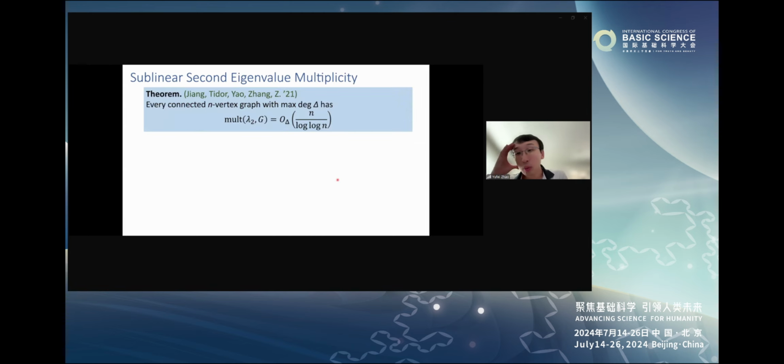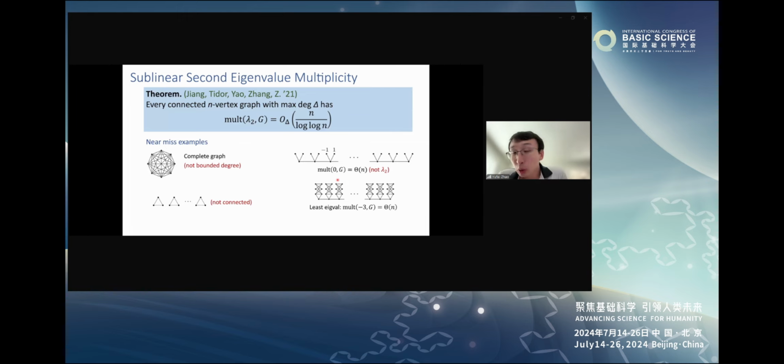Okay, so I want to spend the next several slides discussing this result on sublinear second eigenvalue multiplicity. I think it's a really interesting result, and I want to spend a bit more time explaining what the statement of this result is, and then I want to show you a glimpse of some of the key ideas in the proof, and also mention some of the challenges to better understand this result, including upper bounds and lower bounds and variants.